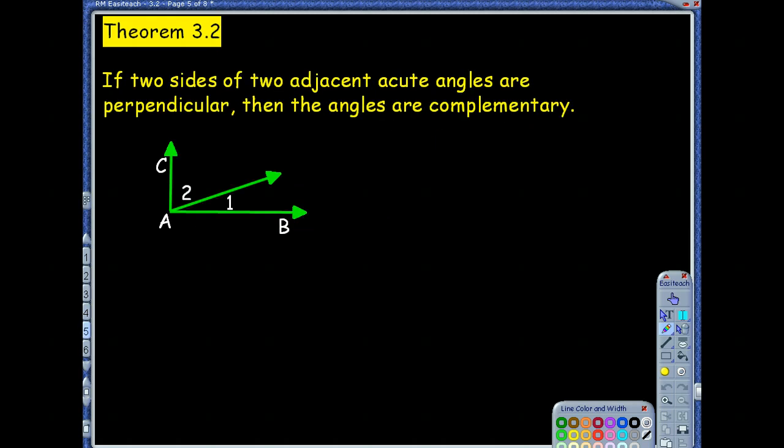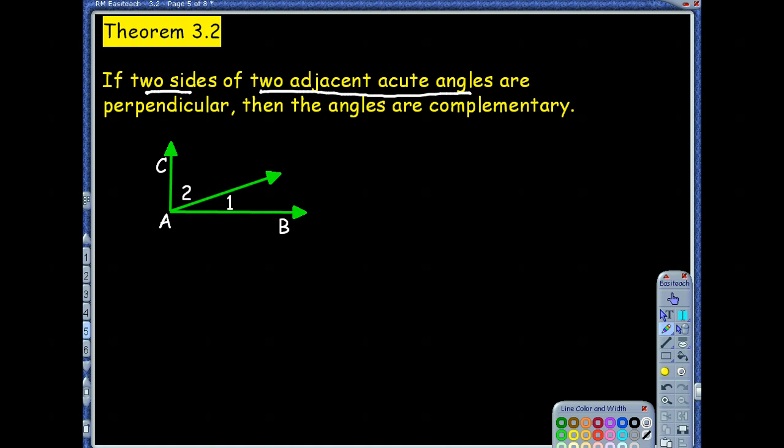Now, here's another theorem. Again, notice there's no name. It says if two sides of two adjacent acute angles are perpendicular. So it's kind of wordy. All right, so if we have two sides of two adjacent acute angles, let's just start there. Now, we know adjacent means angles that are next to each other. They share a common side and vertex, but no common interior points. So in this picture, what are the two adjacent angles they're talking about? Angle 1 and angle 2.